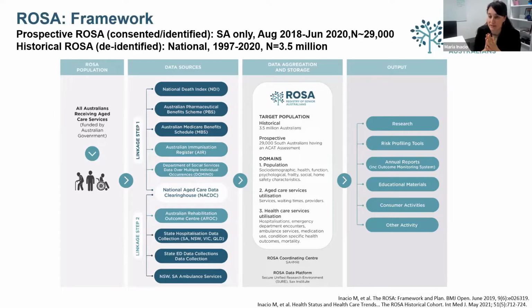ROSA is actually two data collections: a prospective consented cohort of individuals in South Australia that has some identifiable information, and a historical, completely de-identified cohort that captures about 3.5 million individuals. The data collections that are integrated within ROSA by the Australian Institute of Health and Welfare, and then subsequently 4 other data integrating authorities from different states, are all listed here. There are things like the information from the National Aged Care Data Clearinghouse, the information from Medicare, from PBS, and then the variety of state health data collections that I mentioned before.